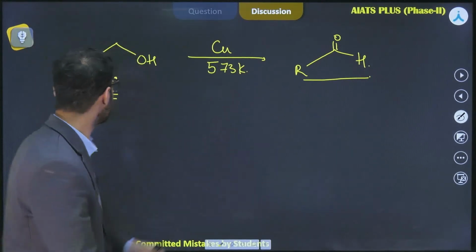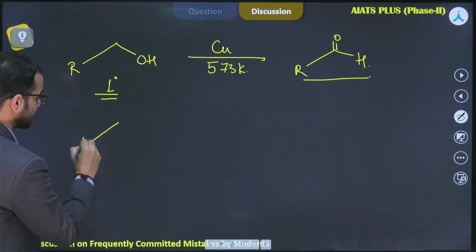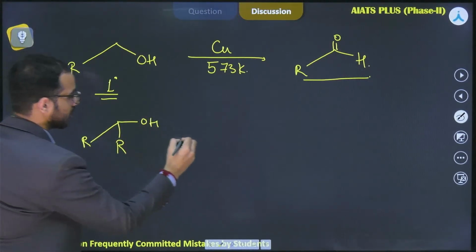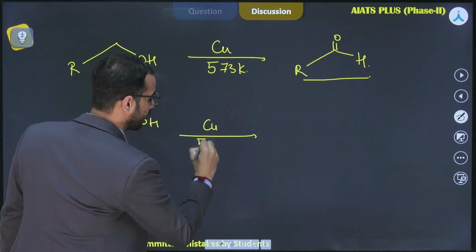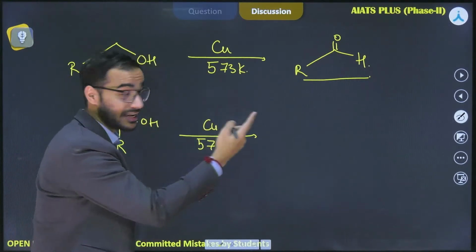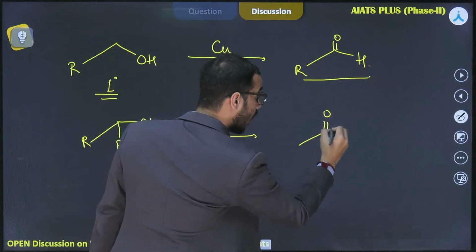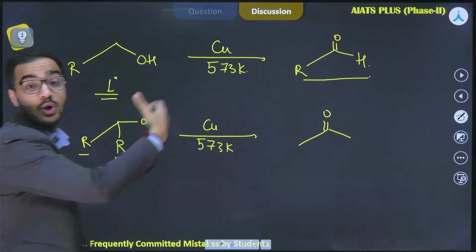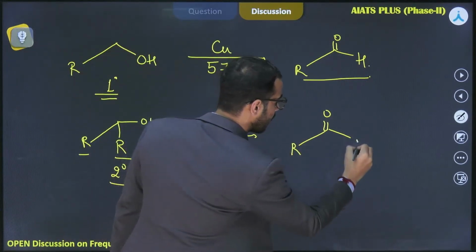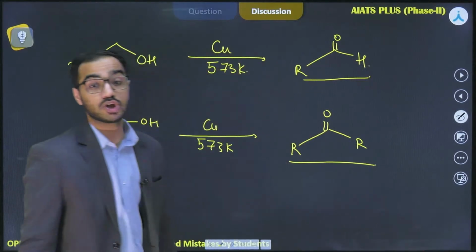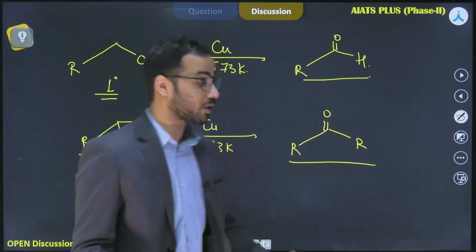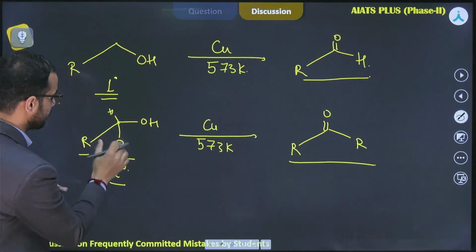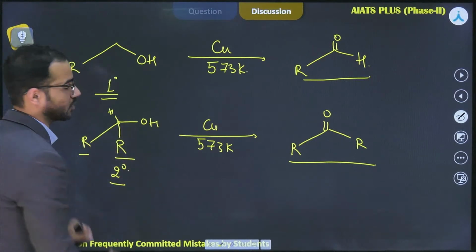If you take a secondary alcohol, R, R and OH, and you react it with the same copper at 573 Kelvin, you will again get aldehyde or ketone depending upon the substrate. As you have taken a secondary alcohol, the ketone, R and R, will be the major product, because of the presence of this hydrogen, which can eliminate. This is the major reaction we are dealing with.